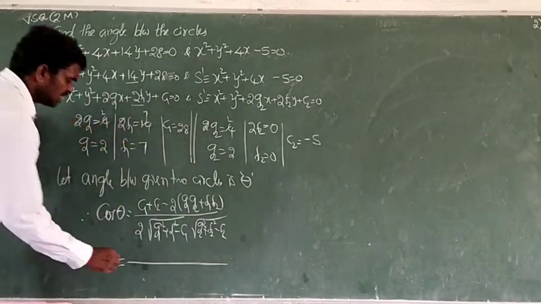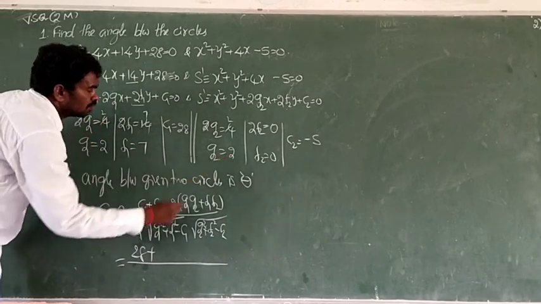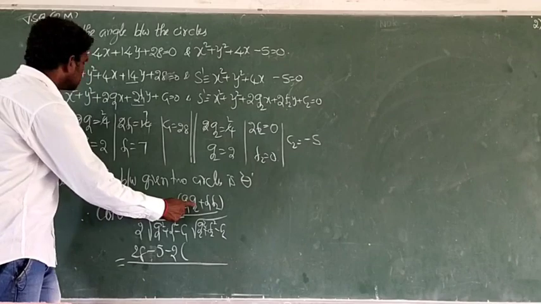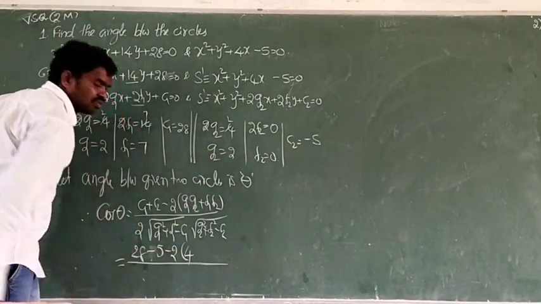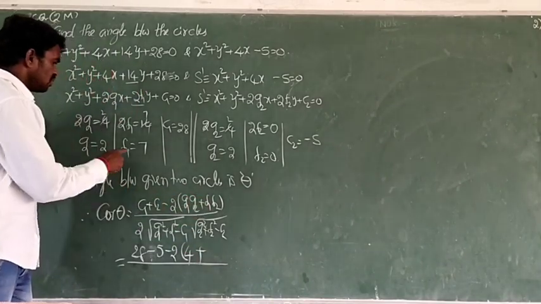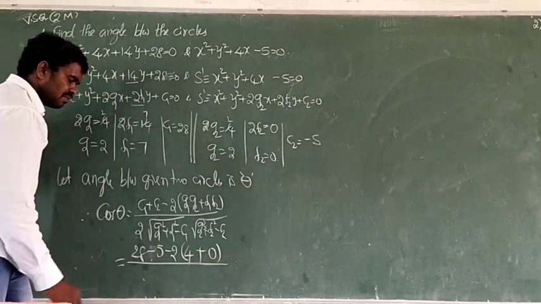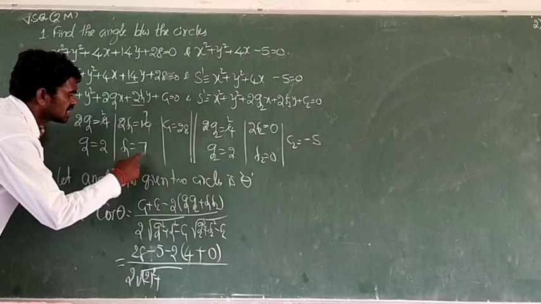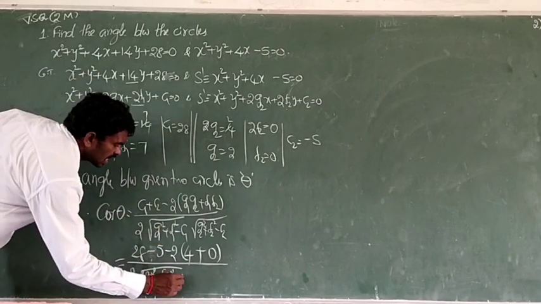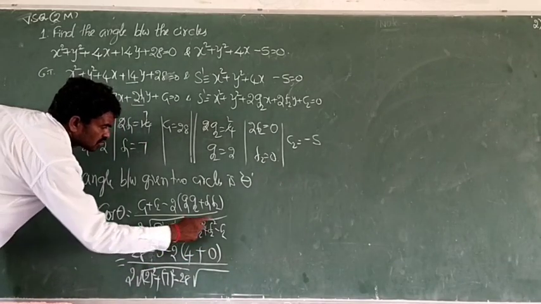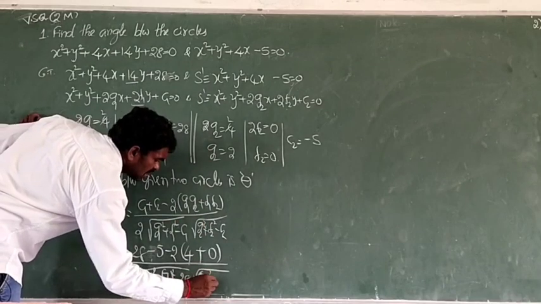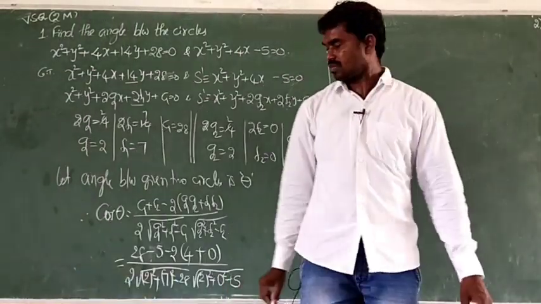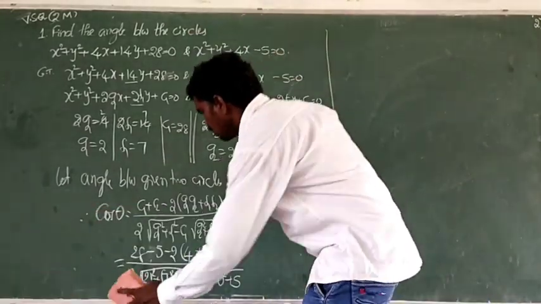c1 means 28, plus c2 means minus 5, so 28 minus 5. Next, minus 2 into bracket, g1 into g2 means 2 into 2, that is 4, plus f1 into f2, 7 into 0, by 2 into root of g1 square means 2 square plus f1 square means 7 square minus c1 means 28, into root of g2 square means 2 square plus f2 square means 0 square minus c2 means minus minus, plus 5. Simplify this, we can get the answer. Okay, if you are getting problem, again I am writing here.